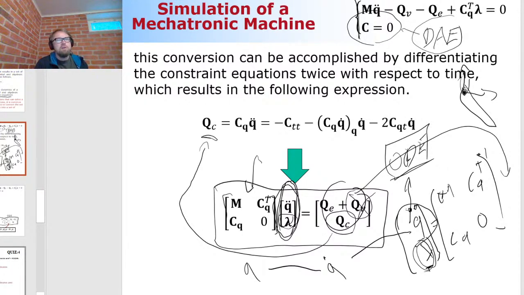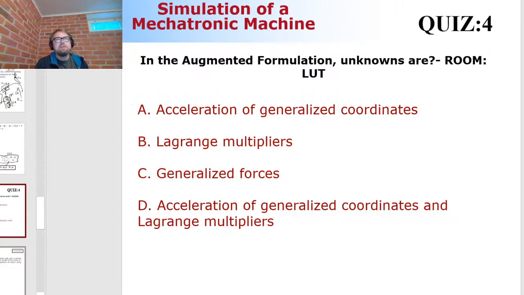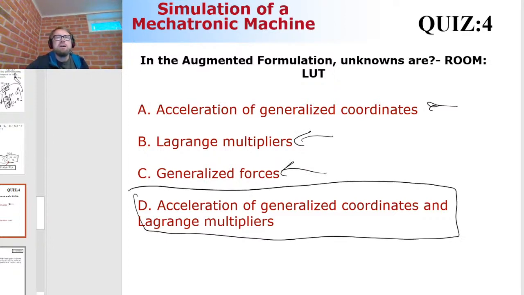So, hold on. Prior to that, in augmented formulation, the one we just looked at, unknowns are acceleration of generalized coordinates, Lagrange multipliers, generalized forces, and the final option is acceleration of generalized coordinates and Lagrange multipliers. What is correct? Oh, hold on. I need to put my Socrative on. That is on.